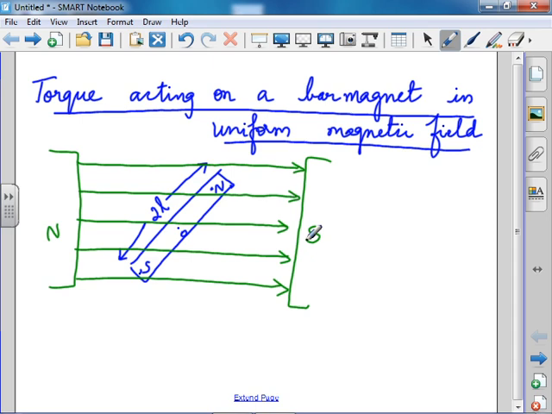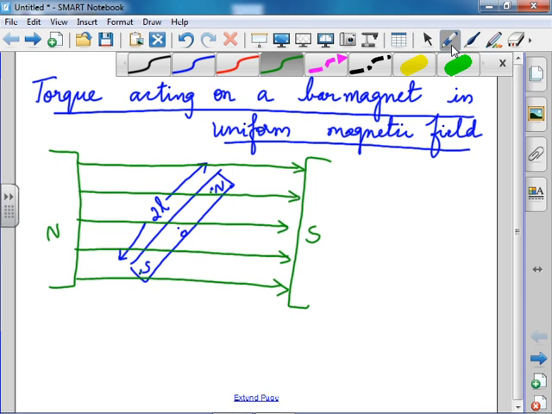So what will happen? Each pole experiences a force when it is kept in the magnetic field. So how will it experience the force?